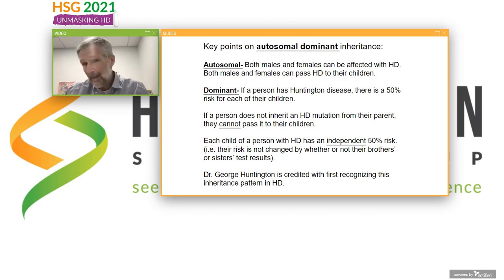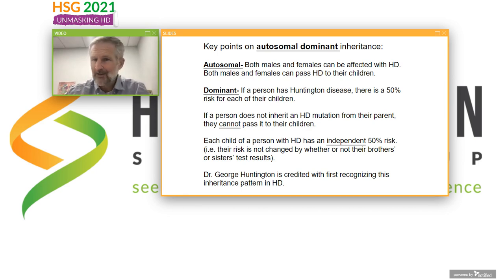A couple of other things that come from this are that if a person does not inherit the Huntington's mutation, so if you're a person whose parent had Huntington's and you have a genetic test and it's normal, you will not get Huntington's and you cannot pass it on to your children. And so in other words, Huntington's disease, the gene, does not skip generations. If you don't inherit it in the first place, you can't pass it on to your children. Conversely, if a person knows that they have the gene for Huntington's, then each of their children in turn has that 50% risk.